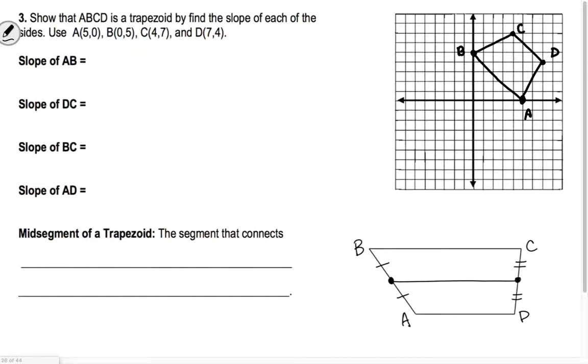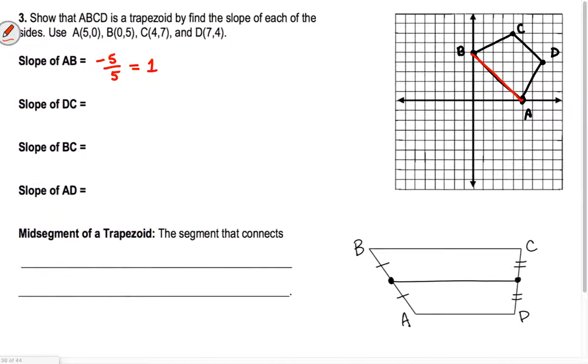So all we have to do in order to show something's a trapezoid is show exactly one pair of sides is parallel. That's it. Now if I had an isosceles trapezoid, we would need to show that those legs are congruent as well. But this just says a trapezoid. So it says find the slope of AB. We count the rise over run, so count down and over. We go down 5, we go over 5. So negative 5 over 5 is negative 1.